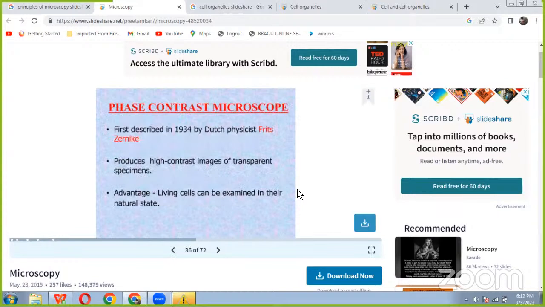Okay, this is very important, the phase contrast microscope. The first one is the phase contrast microscope, described in 1930 by the Dutch physicist, especially Zernike.